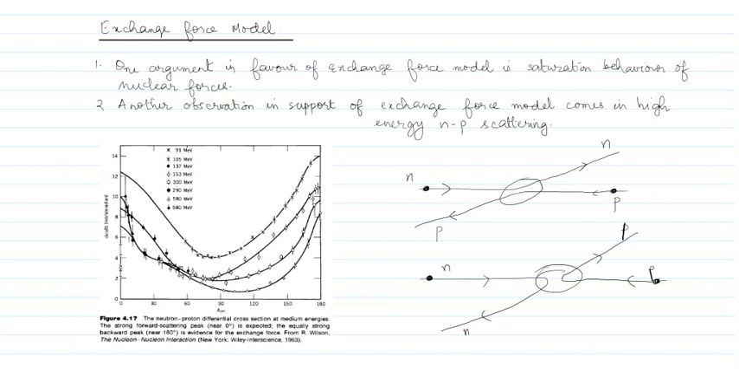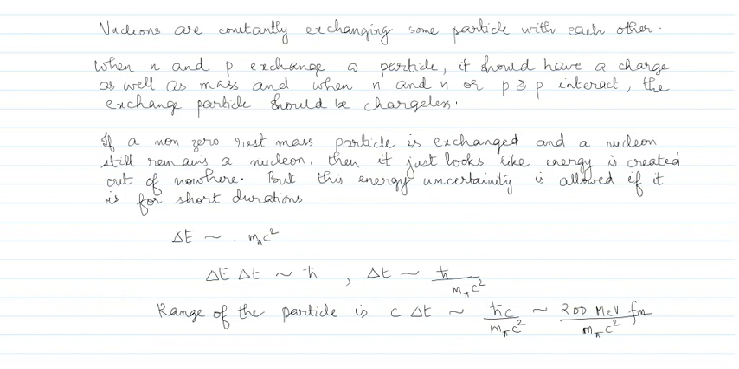In some cases you are also seeing something like this, a large angle scattering. Large angle scattering means neutrons are scattered at extremely large angles, something like back scattering. So what is actually happening here? It was proposed that nucleons are actually constantly exchanging some particle with each other, and that is how they are interacting via nuclear forces.